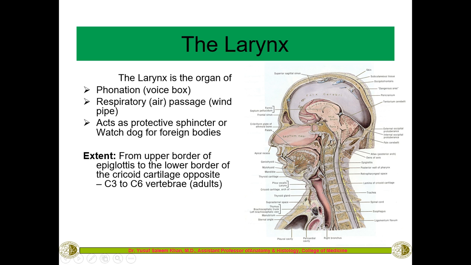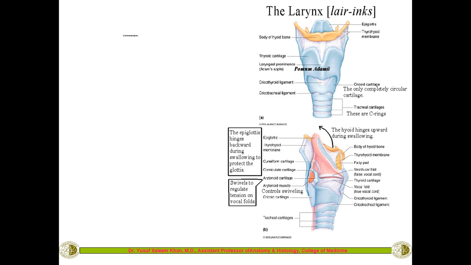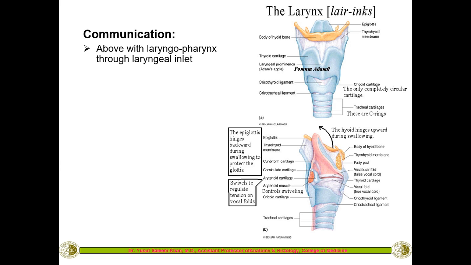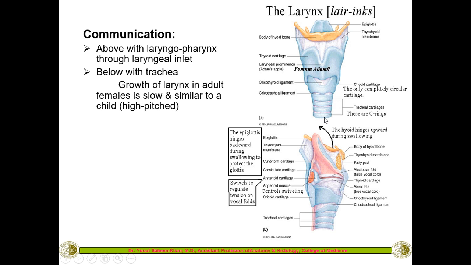That is in adults, but in children it is much higher, from C1 to C4 vertebrae. In adults it is well developed and has descended downwards. In communication, it communicates above with the laryngopharynx and continues below as the trachea.